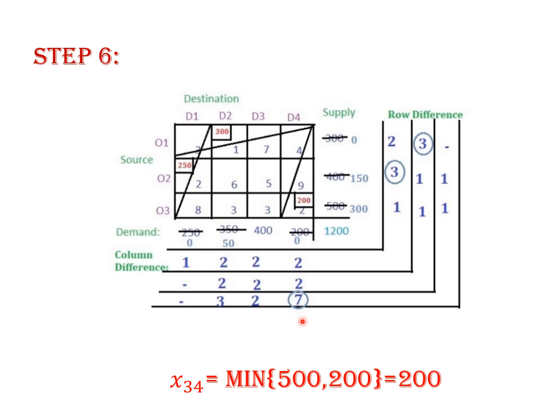Okay, in the fourth column, the least element is in the third row. It is 2. So, we find the value of x34. x34 is equal to minimum of a3, b4, 500, 200. The minimum element is 200. So, we cross off the fourth column. Subtract 200 from 500. The remaining element is 300.